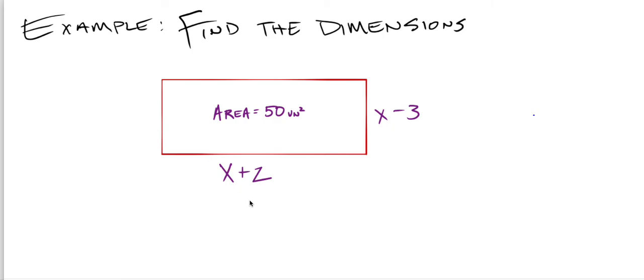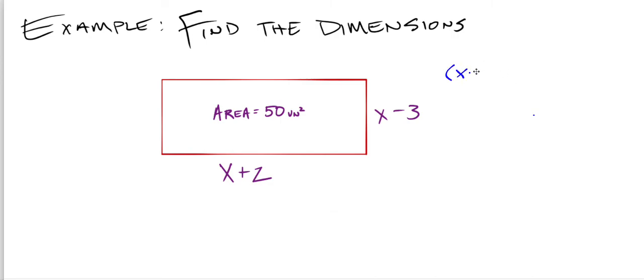Any thoughts on how we should go about doing this? It says area equals 50 units squared on the inside. So that gives us a clue that we're going to do this with area. How do you find the area of a box? Length and height, length and width, whatever you want to call them. You multiply the two sides to find area. Okay, let's write that out.